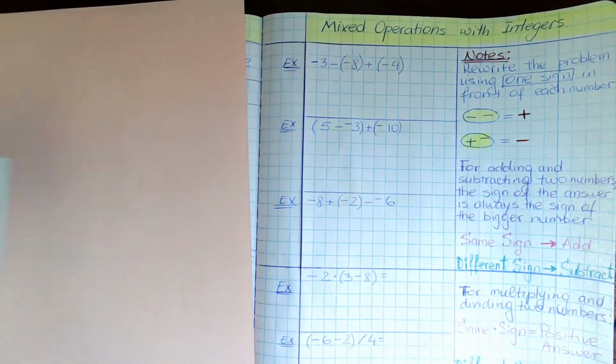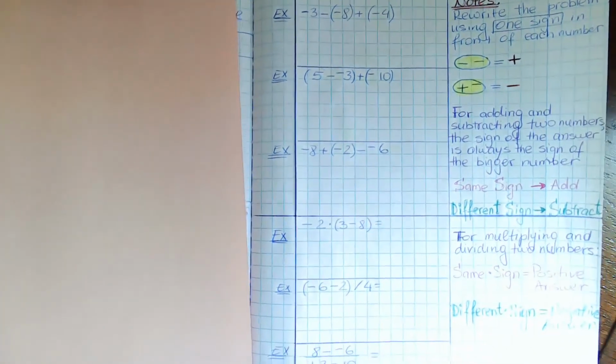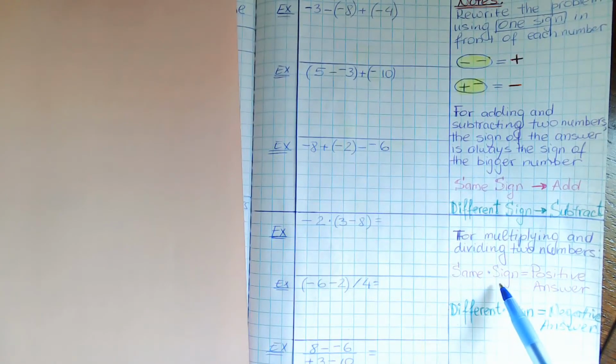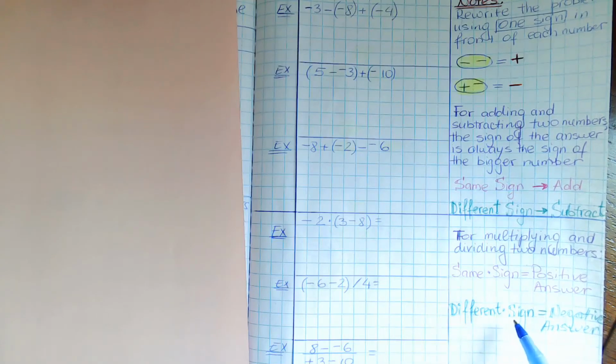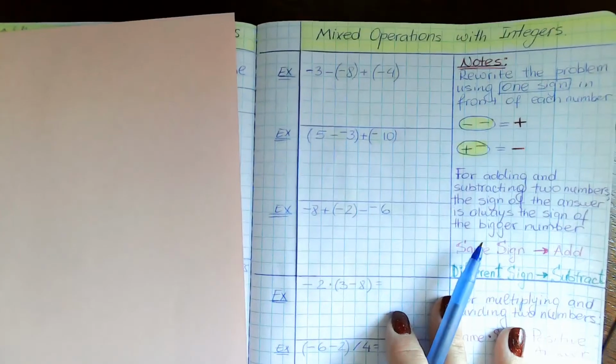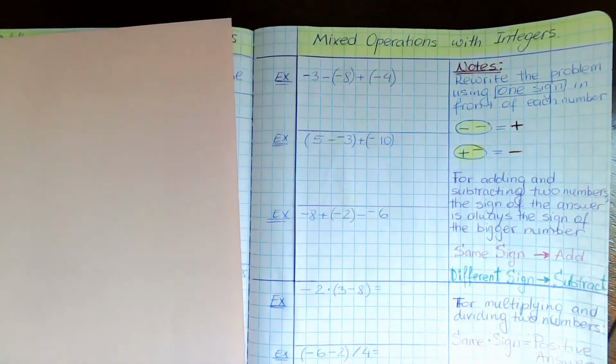For multiplying and dividing, we have even simpler rules. Multiplying, same sign, always positive answer. Multiplying or dividing, different signs, always negative answer. So let's look at the examples and then we'll clarify the rules as we go on.